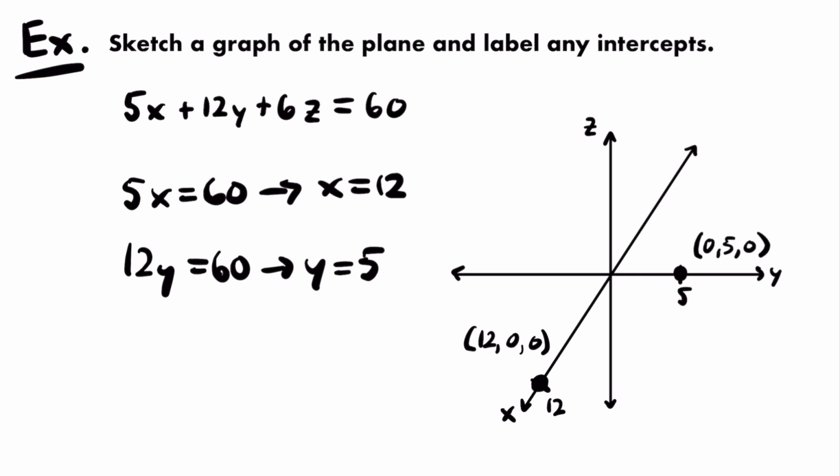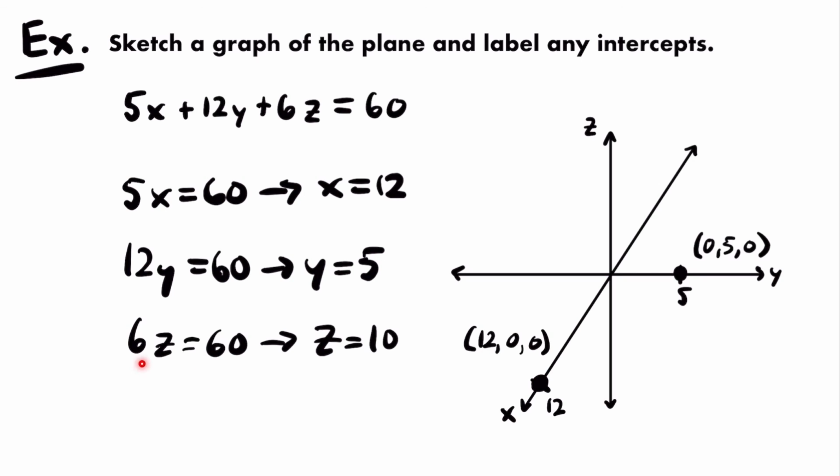And then finally, we want to find the z-intercept, and so what we'll do is we'll set x and y equal to 0 and solve for z. And so if we do that, this term will become 0, this term will become 0, and we'll have 6z equal to 60. And so if we solve for z, that will give us that z is equal to 10.